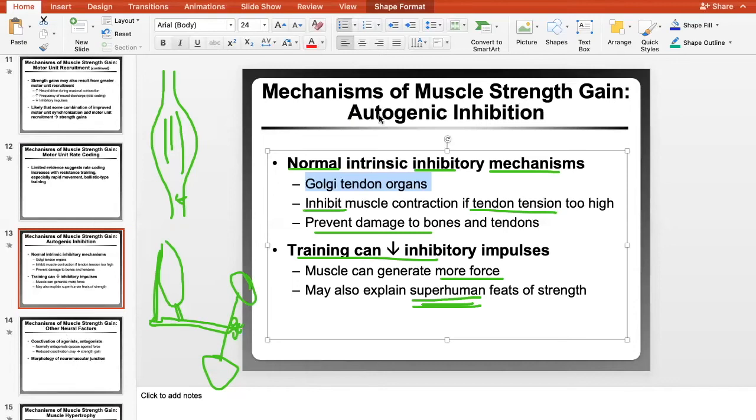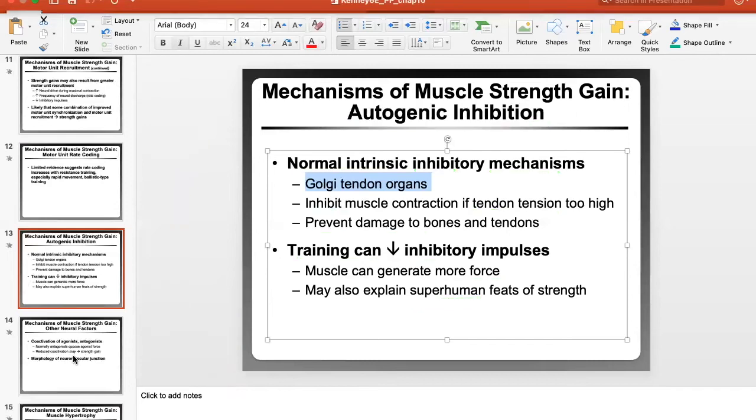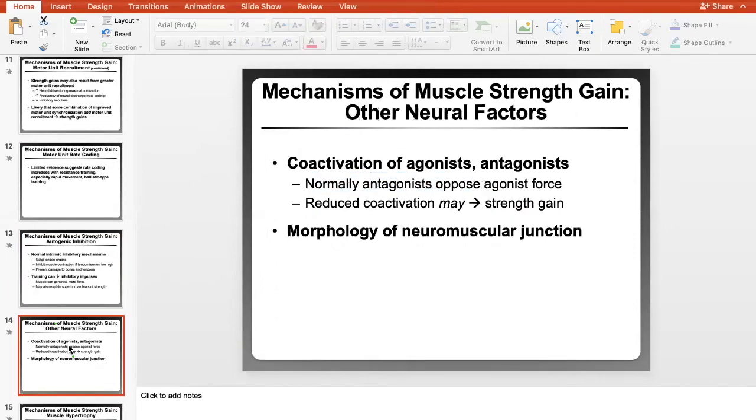And then, so this is the quieting down, or the reduction of these impulses. And then let's clear this and go one more slide. And then this is the last slide that talks about the neurological changes.